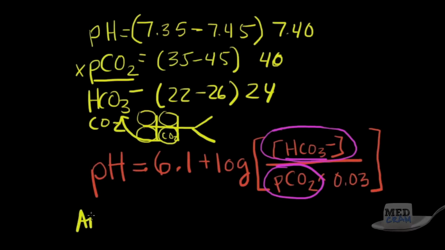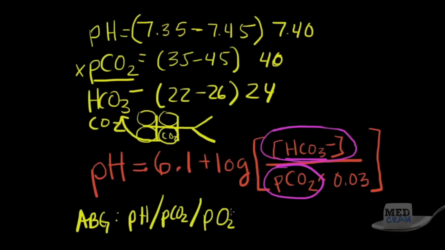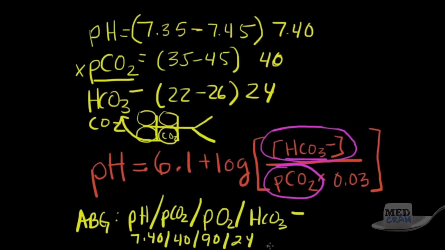The other thing that you'll see is a blood gas, sometimes an ABG. The form for that is you'll have the pH listed first, then the PCO2 second, the PO2 third, and finally the bicarbonate last. So a normal would be, for instance, 7.40/40/90/24. That would be a normal blood gas.